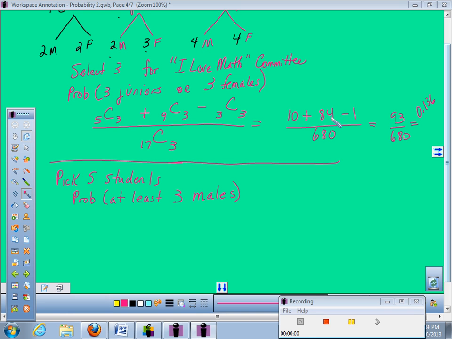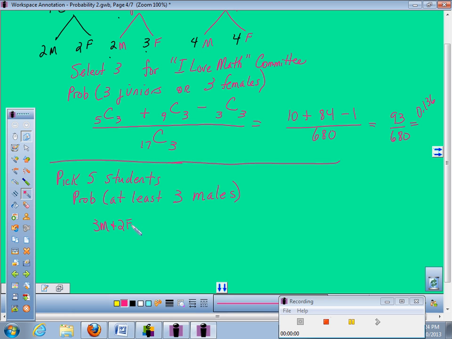What does it mean when it says it's got to have at least 3 males? Okay, yeah. But remember, you're picking 5 students. So at least 3 males means I could get 3 males. And he said the key words. I could have 3 males and 2 females. If it says you're picking 5, you got to have 5 people here.